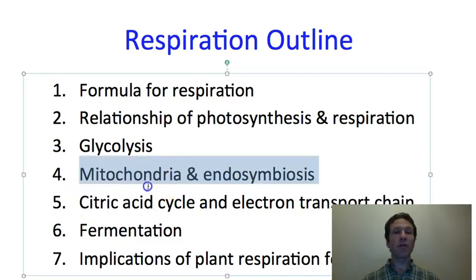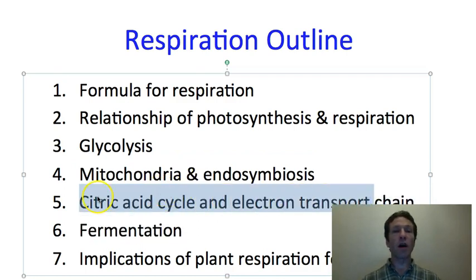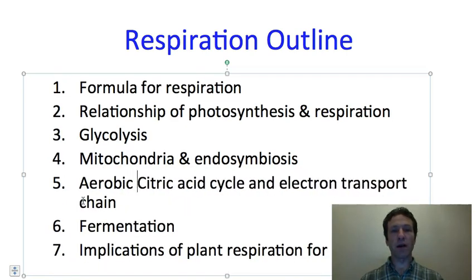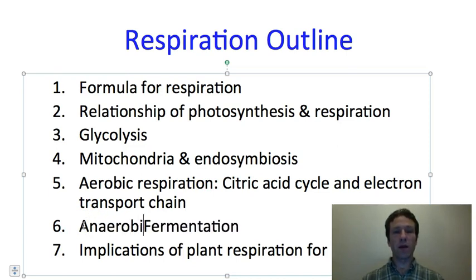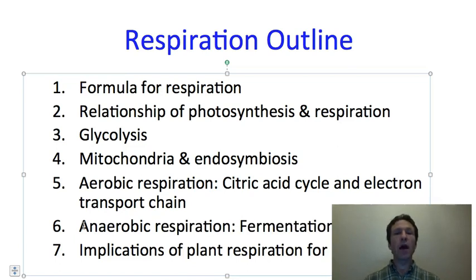Within mitochondria, the two next steps of aerobic respiration are the citric acid cycle and the electron transport chain. Let's just specify aerobic respiration has those two steps. In anaerobic respiration, fermentation will happen instead. Aerobic means with air, but really it means with oxygen. Anaerobic means without air. Really what it means is without oxygen. We'll talk just a little bit about fermentation, and then we will talk about the implications of plant respiration for humans at the end.